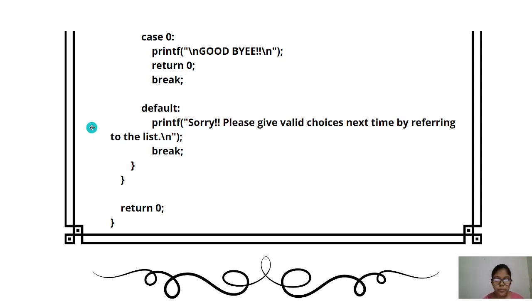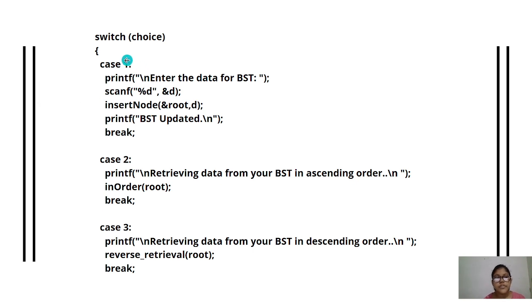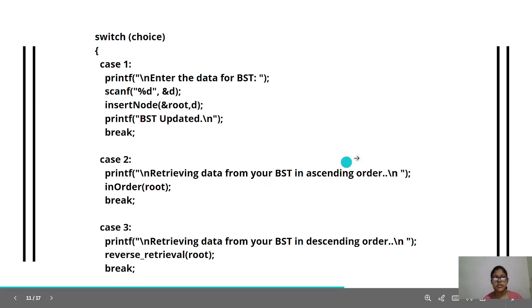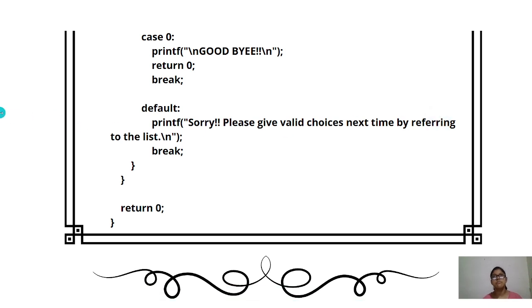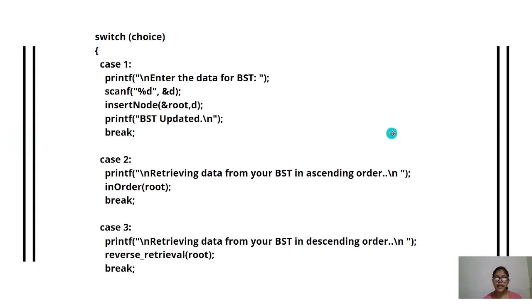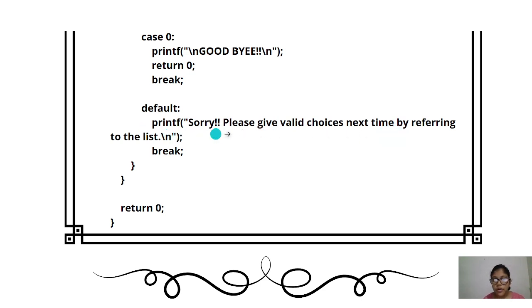Default here: if the user gives any choices which are out of syllabus, like out of the appropriate cases other than 1, 2, 3 or 0, consider that the user is giving 7 or 8, that is out of syllabus for our case. Now that's why we will give a polite message to the user and will break, and then get out of the console, return 0, because we are ending our process here.